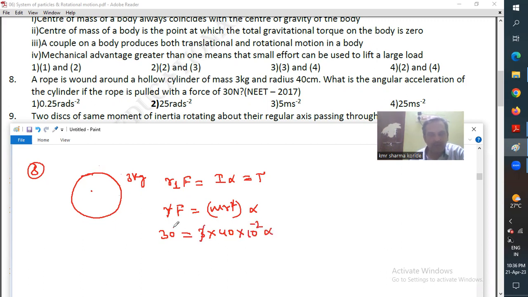So therefore, 10 by 40 into 10 to the power of -2 is equal to alpha. This will be 1000, so 1000 by 40 is 25. So alpha is 25 radian per second square. So the second option is correct. Next.